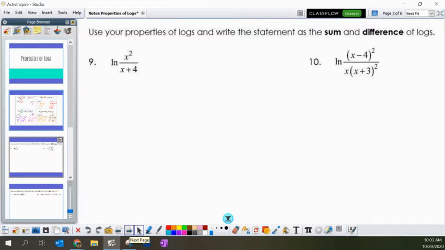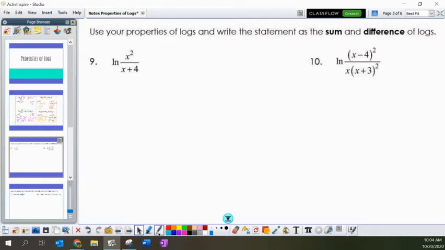Use the properties of logs to write the statements as the sum or difference of logs. So this time we have a lot going on. Let's see if we can split it. I know it's going to stay base e, so it'll stay natural log. And as soon as I see that fraction bar, I know I'm going to have a minus sign. So this is going to be the natural log of x squared minus the natural log of whatever's in the denominator. So that's x plus 4. Now, we can simplify that further because this power can be brought out front. So that would be 2 times natural log of x minus natural log of x plus 4.